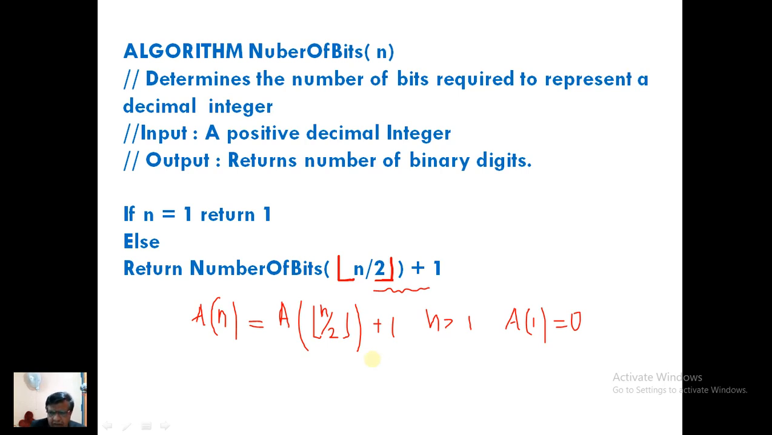So I repeat, whenever ratios are involved in a recurrence relation, a ratio is a successive reduction in the input size. For example, n by 2, n by 4, n by 8, n by 16. That is the order in which the input is reduced in successive recursive calls. That is a reduction by ratio.